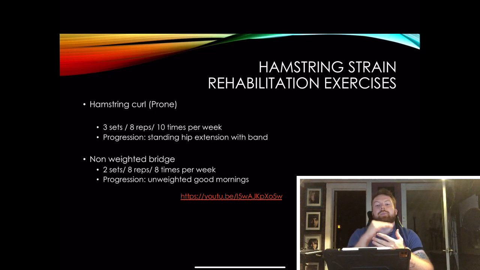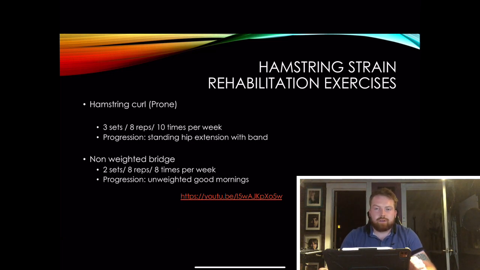Motion, and lift up and down, doing concentric and eccentric motions back and forth, or hold it in that position. Then you would progress into standing hip flexion with a band. Oh, excuse me. You would progress into unweighted good mornings.